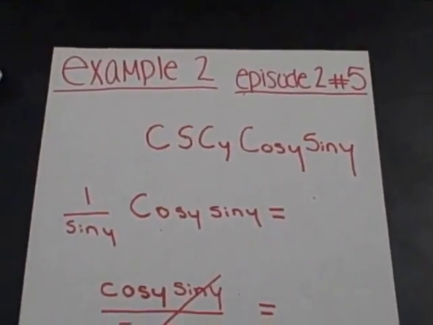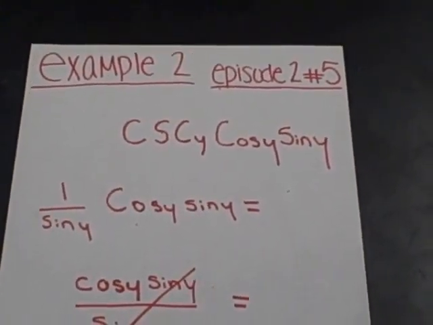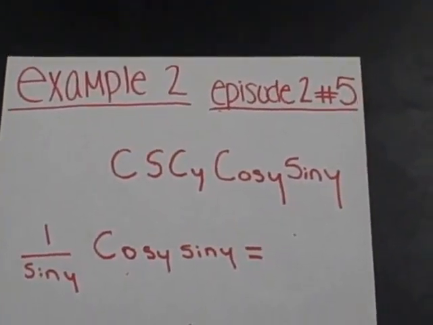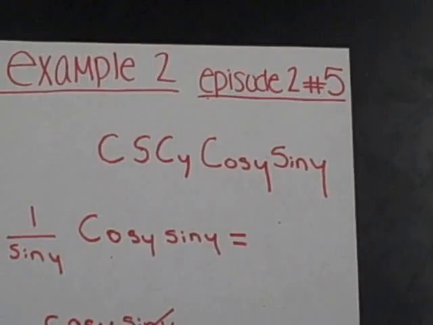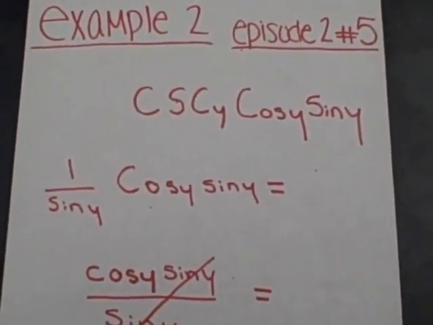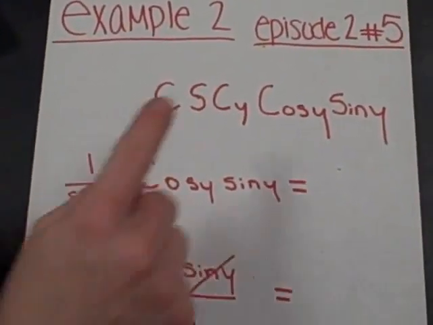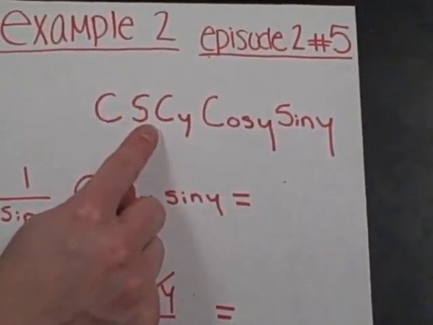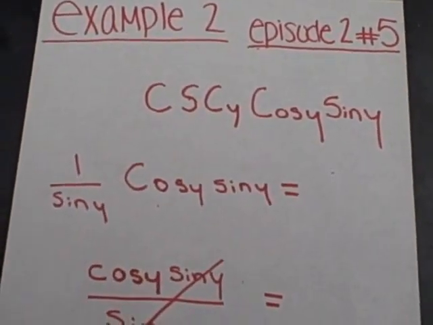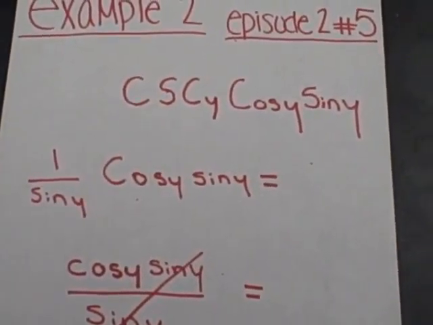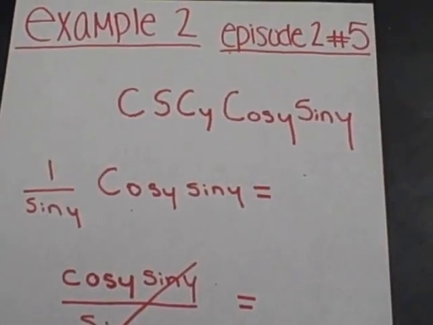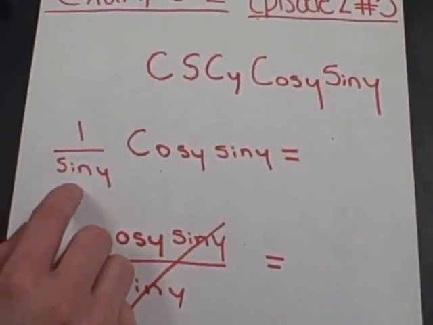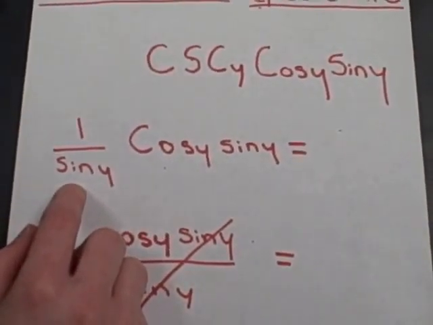For our second example, we're doing Episode 2, Number 5. The problem is cosecant y times cosine y times sine y. When you look at the problem, you see you have a problem with the cosecant. You have to rename things to get everything to sine and cosine. So when you look at the identities chart on page 458 in the book, you can rename cosecant y to 1 over sine y. And this is a reciprocal identity.